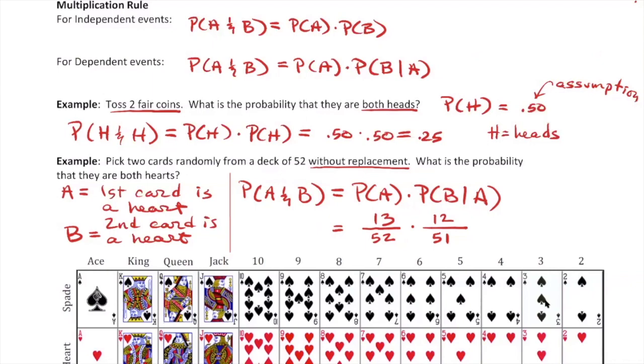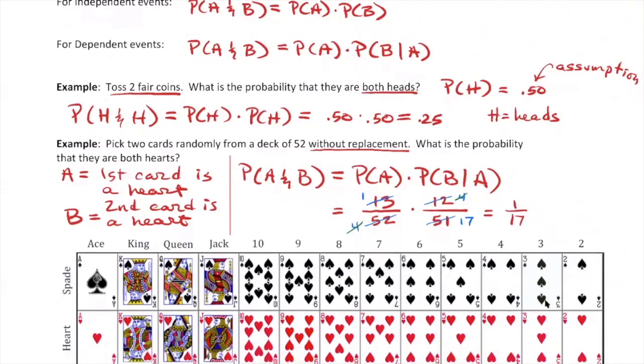So, let's see, 13 goes into itself once and into 52 four times. And three goes into 12 four times, and three times 17 is 51. And then there's a couple of fours I can cancel, like that. So it looks like it's just 1 out of 17. And that's the probability. Okay, and again, you don't have to write this in a decimal form.